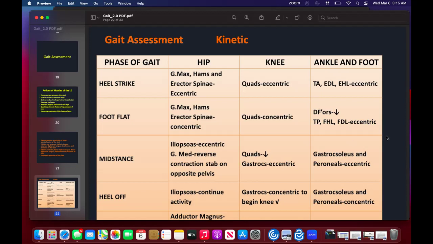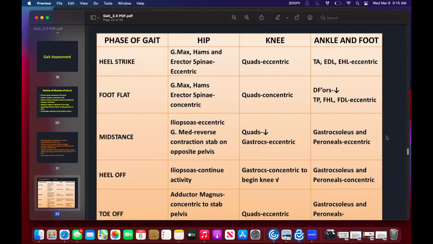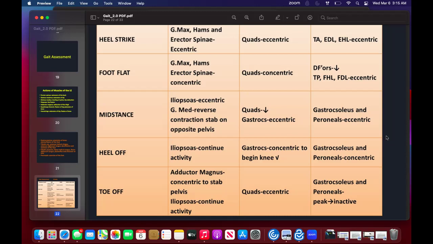So a couple of things that I want to point out, I won't review it or read it to you, is that when it has an arrow down, that means that muscle is starting to deactivate, right? If it has a check mark next to it, that is indicating flexion. Okay. Another common question is, let's say for heel strike at the hip, it says glute max, hams, erector spinae, eccentric. Whenever it says eccentric or concentric, it means the muscle that is directly in front of it. It's not meaning all of these muscles.